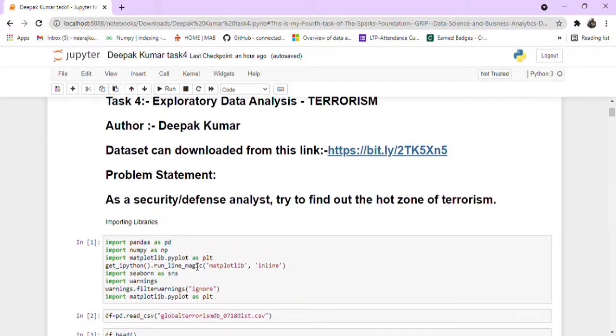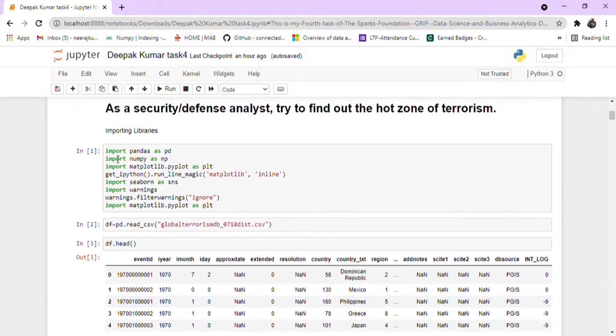The problem statement is a security defense analysis: we have to find the hot zones of terrorism. First of all, I have imported all the libraries required for this task. I have imported pandas, numpy, matplotlib, seaborn, and also filtered all the warnings.